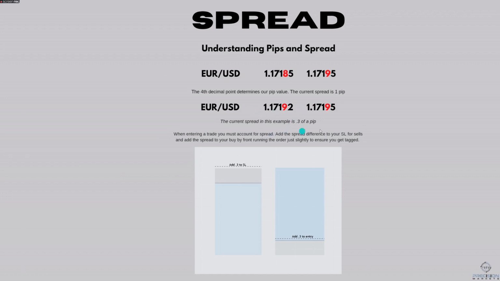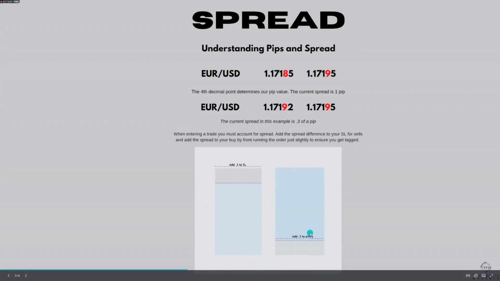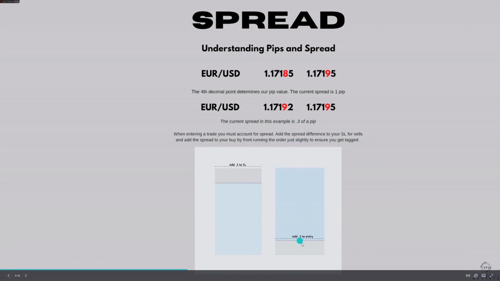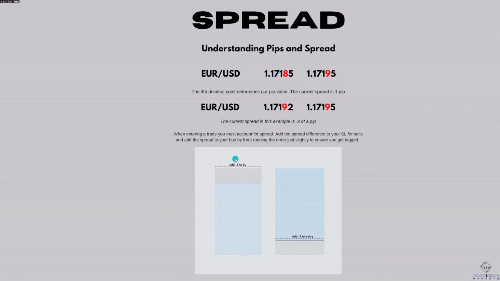Now the way spread works is, let's say your spread on Euro USD is 0.3 of a pip. When you're selling, you're going to add 0.3 of a pip to your stop loss. When you're buying, you're going to add 0.3 of a pip to your buy. You're going to front run it to make sure your order gets tapped. If the spread difference is 0.6 of a pip, you'll front run the buy by 0.6 of a pip and you'll add 0.6 to the stop loss of a sell. It's very important you get this right.